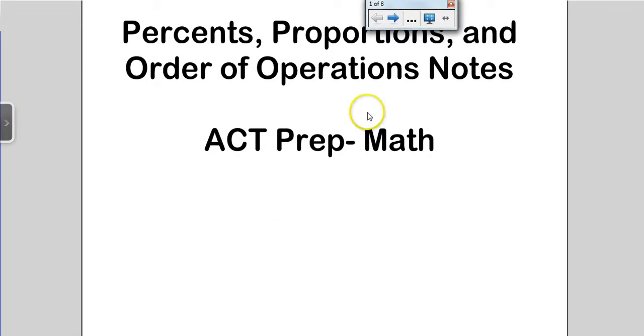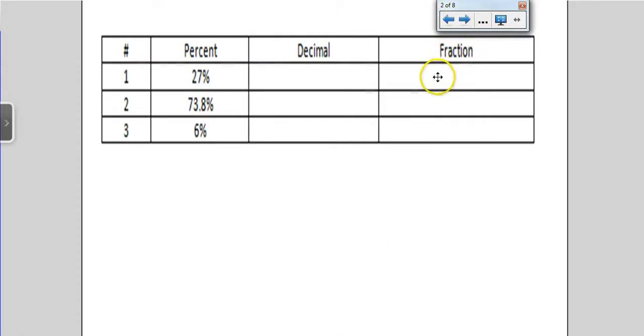Our first lesson is on percents, proportions, and order of operations. So let's talk about a few concepts that you remember from pre-algebra. 27%, if we want to convert that to a decimal, all we have to do is think about moving the decimal point back 2 spaces or simply dividing by 100. So that's going to be 0.27.